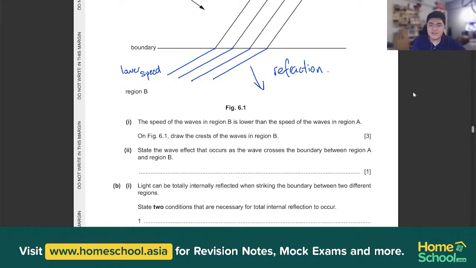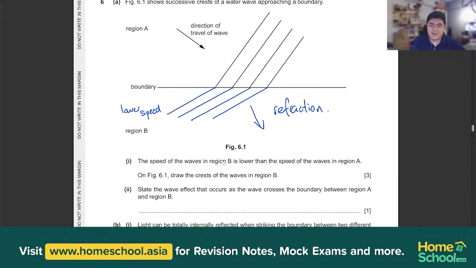So first thing first, we note the speed is lower. So we have to draw the crests of the waves like this. The first mark is given that the lines are parallel to each other. Second mark is that the wavelength, the length between the waves, is actually shorter compared to here. And number three, it all moves this direction. It is angled in this direction. Okay, so this is done.